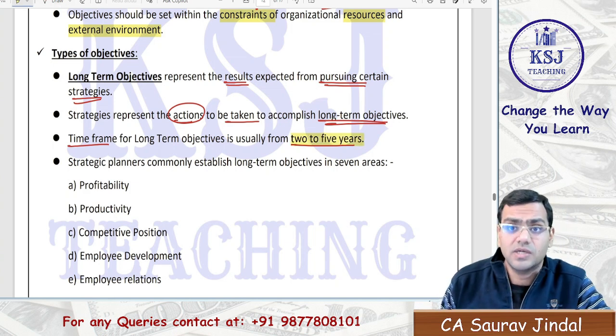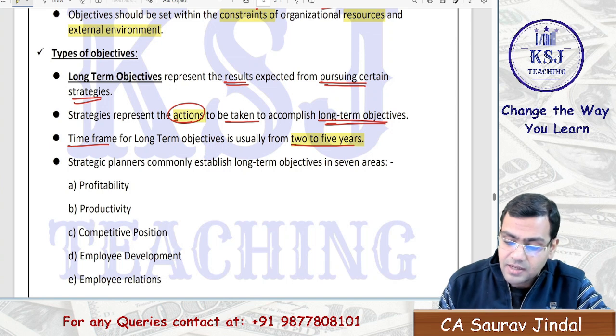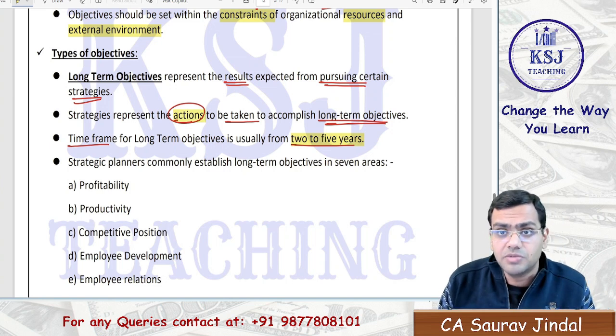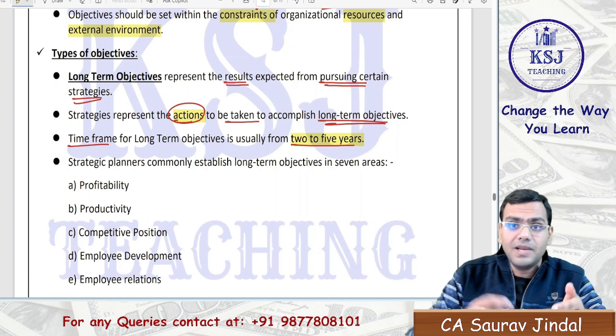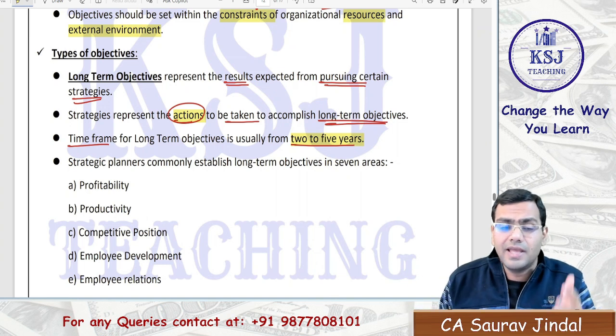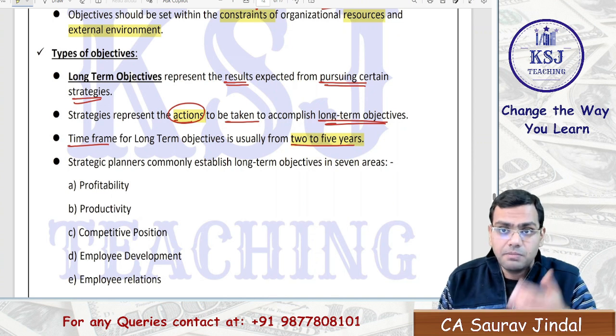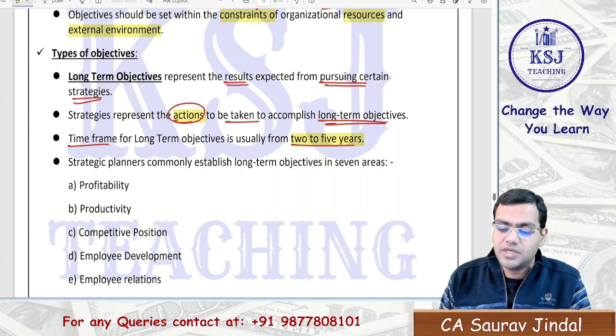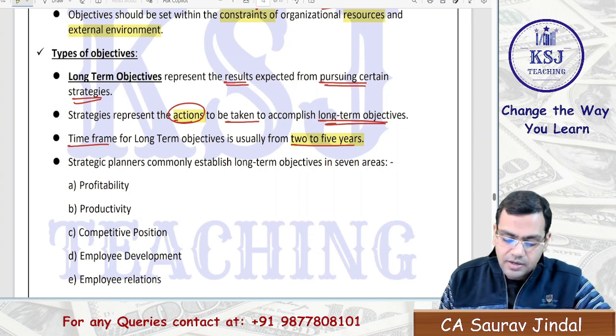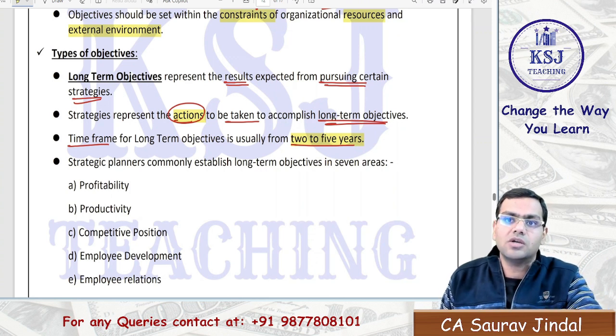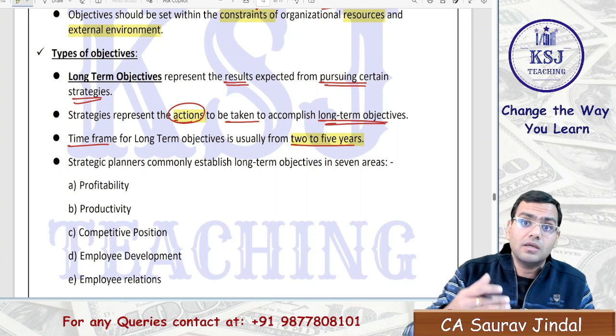Now strategies are going to give you the action plan, that how you are going to accomplish your long-term objective. Long-term objective is what? To complete all the subjects in the next 3 months. Then you prepare the strategies that how you are going to do it, right? From the business point of view, this long-term objective is taken for 2 to 5 years. In the next 2 to 5 years, what is our objective? We want to earn this much profit.